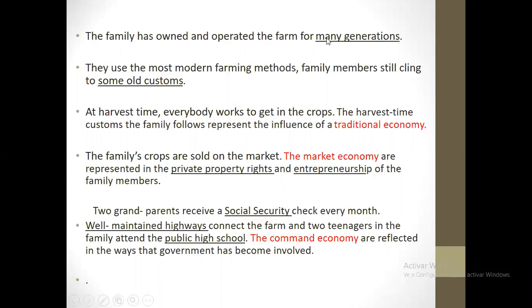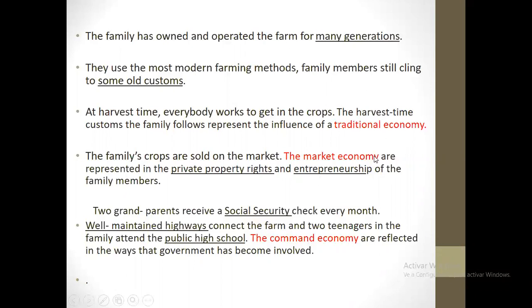It's been passed on from generation to generation, okay? And that is common in a traditional economy. Now they use the most common farming methods. Family members still cling to some old customs. They use different customs that they have been doing from year to year. At harvest time, everybody works to get the crops in. Okay, everybody has an assignment to do in harvest time. The harvest time customs the family follows represent the influence of a traditional economy. Now, all of these are examples of a traditional economy.